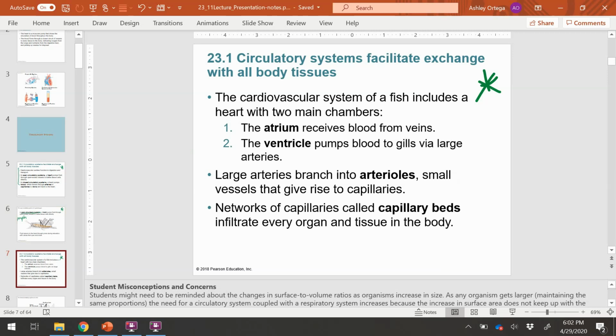And so we'll learn here that arteries will direct blood away, whereas veins return blood to the heart. From arteries, it'll go to arterioles, and then from arterioles, it'll go to the structure called capillaries or capillary beds.